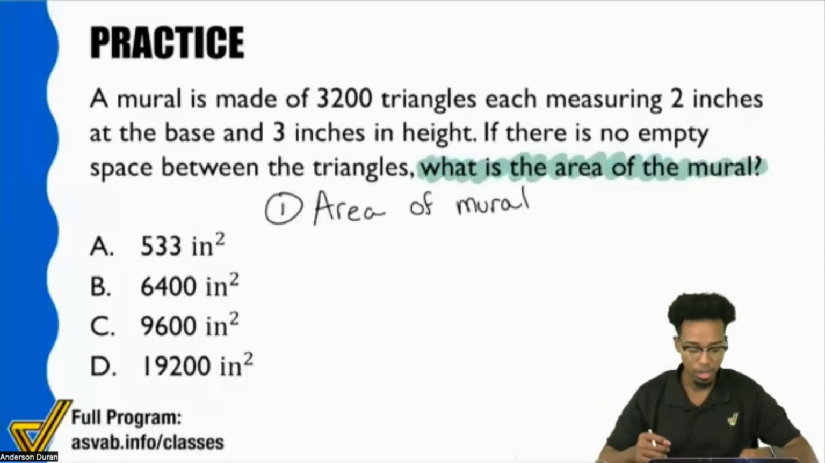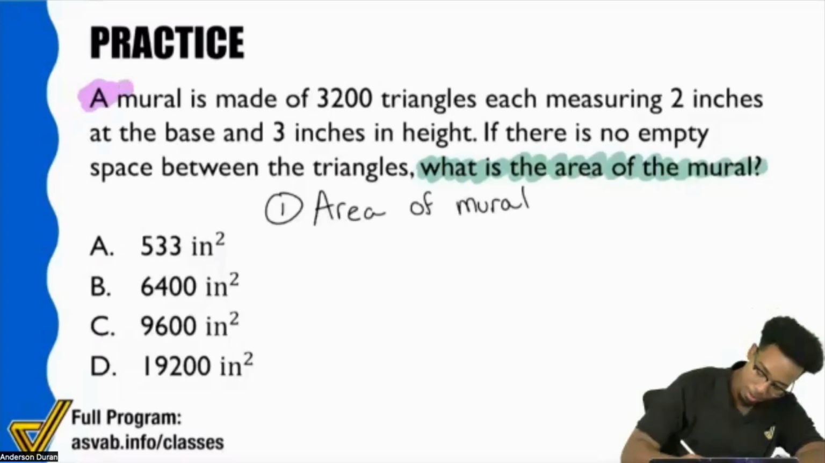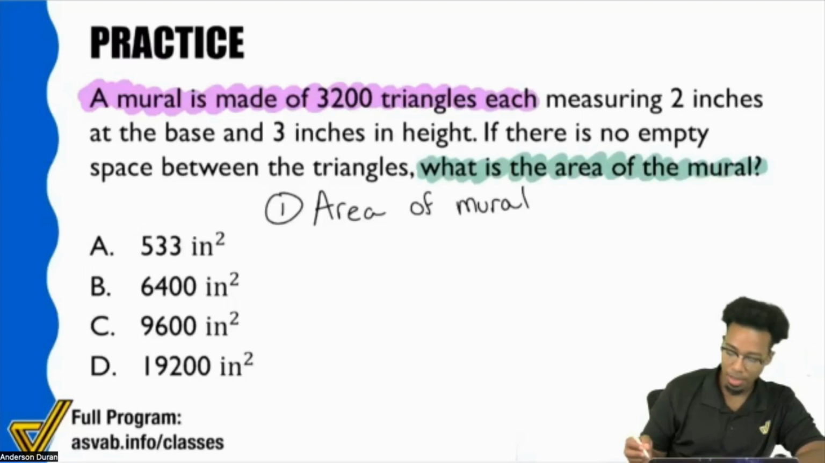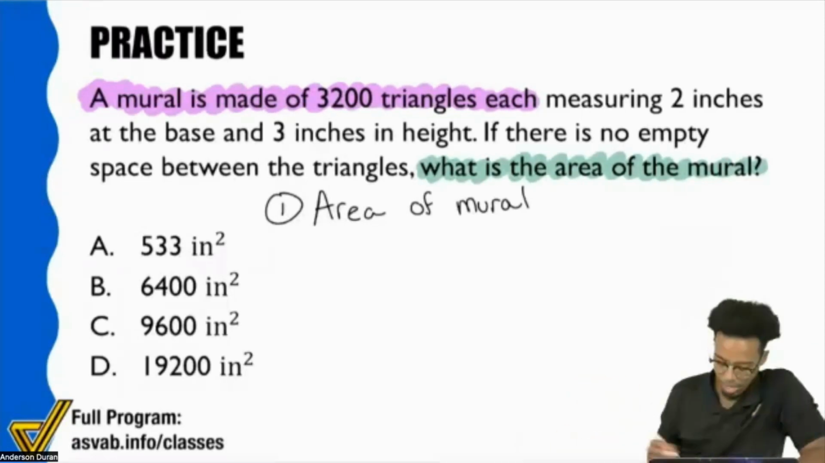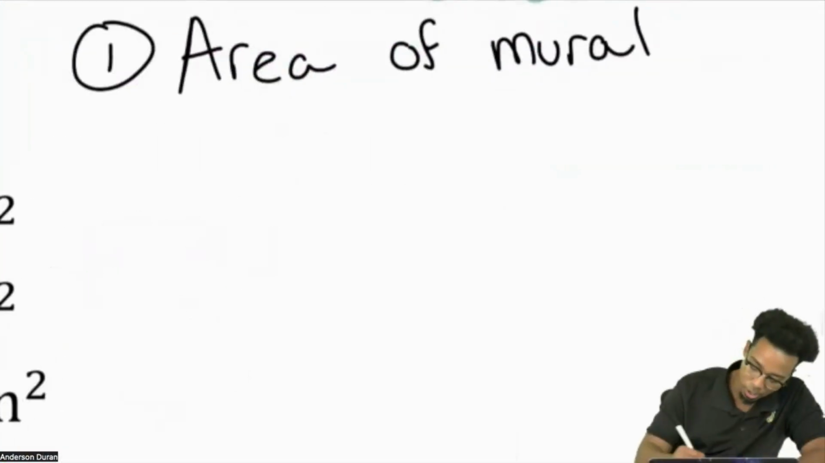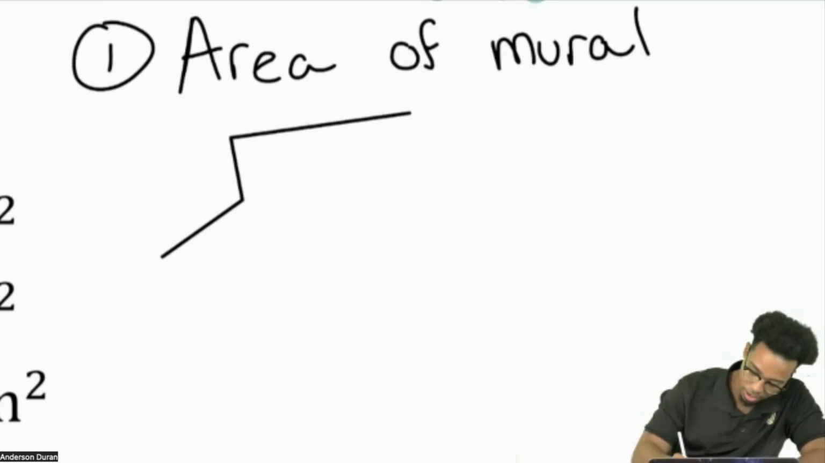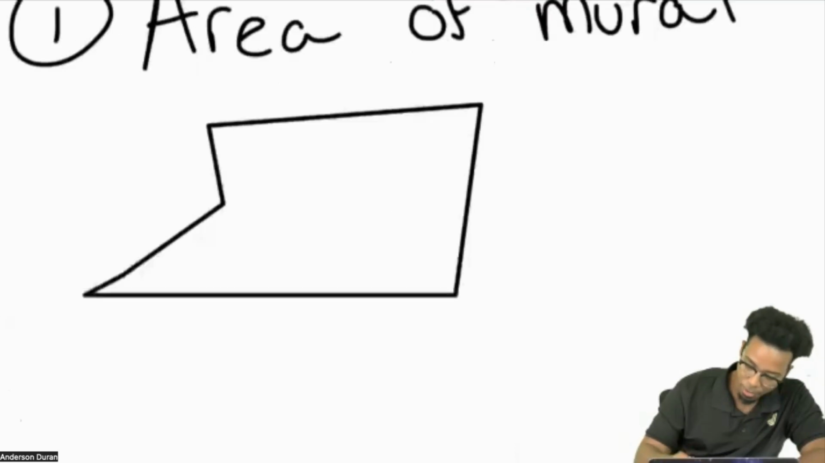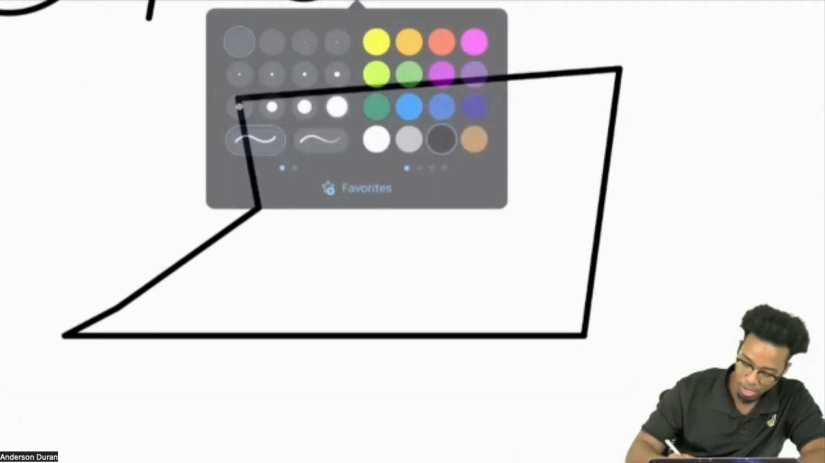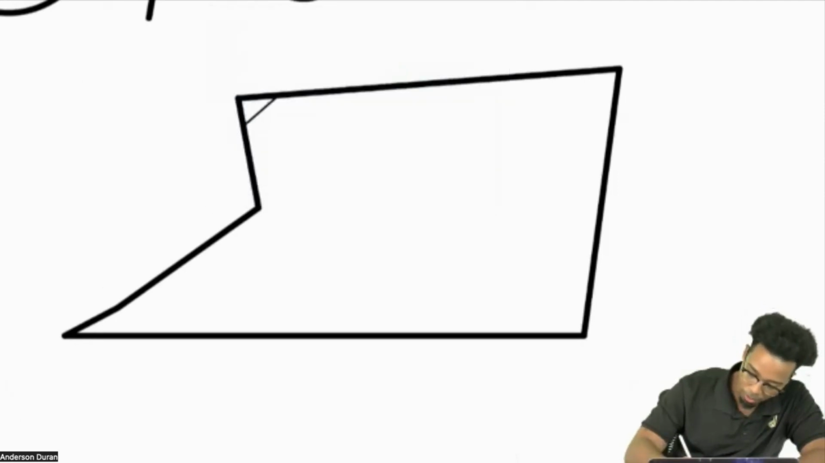Right here, take a look. Everybody, right here. A mural is made of 3,200 triangles. And then it gives you details, each measuring and so on. So everybody, do you understand that when I say, let's say like this is our mural, let's say here to here, there, something like this, something crazy. If you just zoom in all the way through and you say, okay, cool, we're going to go ahead and make this mural out of a bunch of triangles, this is what they mean.